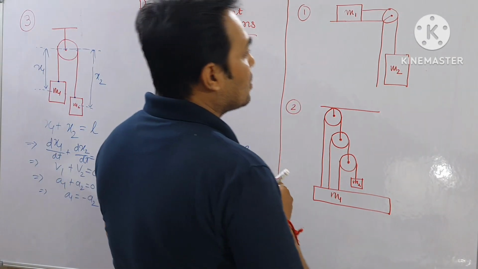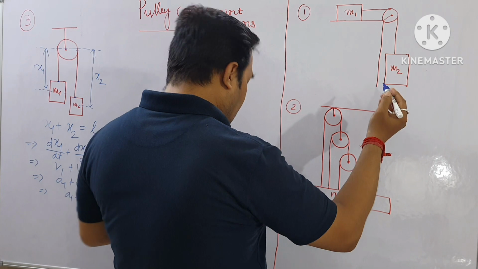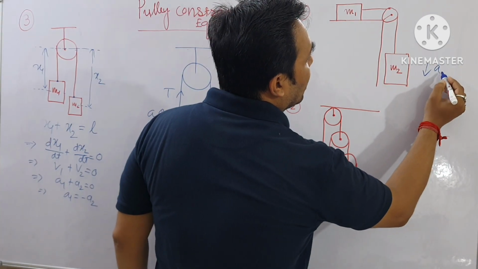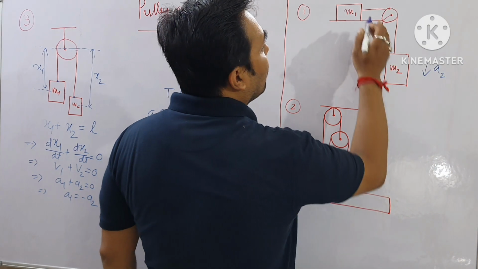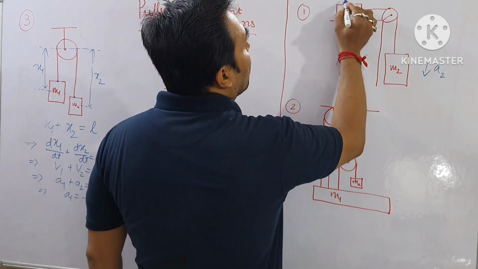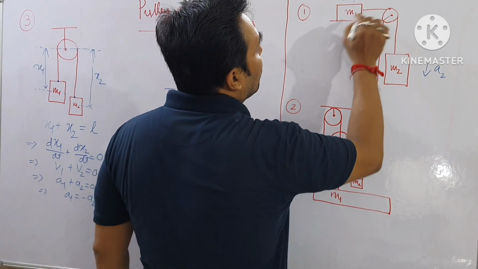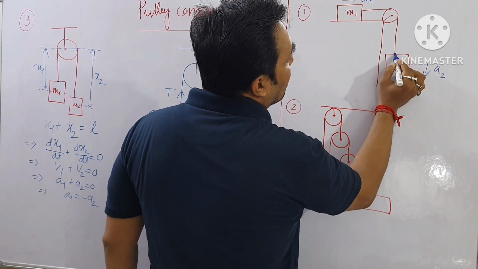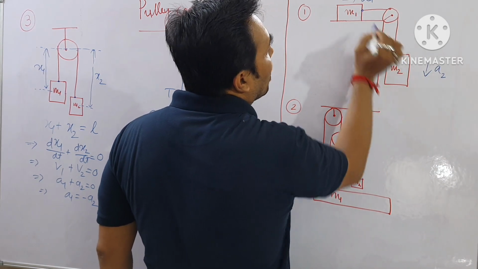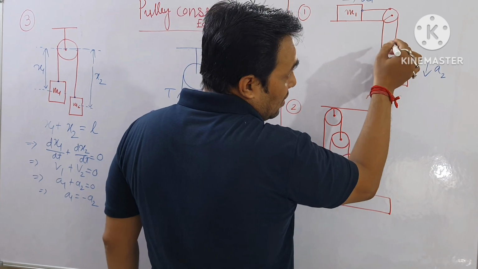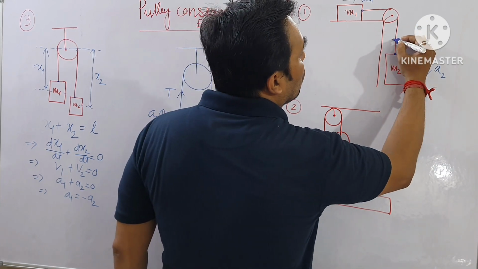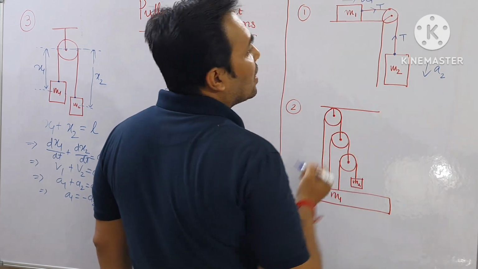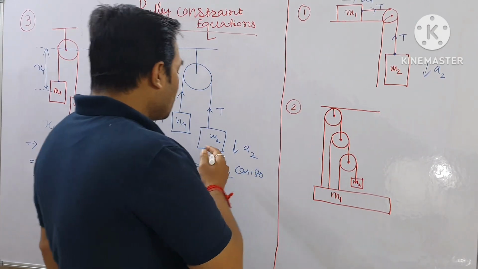In this system also, you see student, the acceleration of this M2 block, suppose in the downward direction, is A2, and for this system M1 block is moving to the right. So suppose this acceleration is A1, and since the string is attached to blocks M1 and M2, it is the same string, so tension will be the same in both. Again you apply this concept.